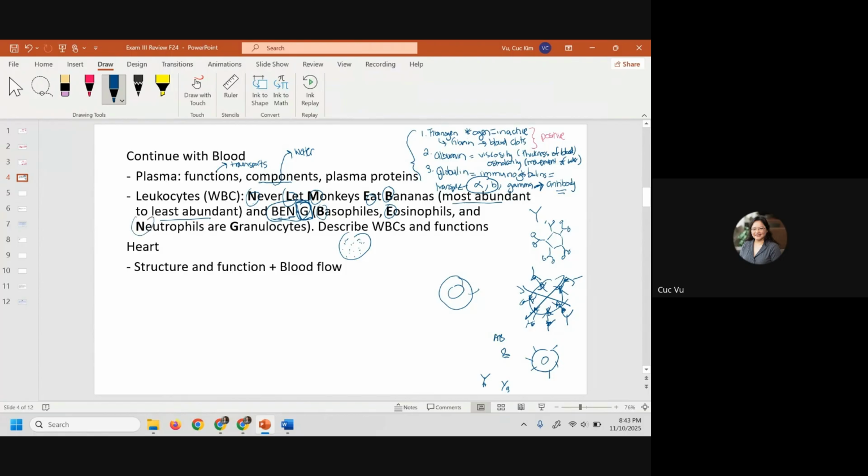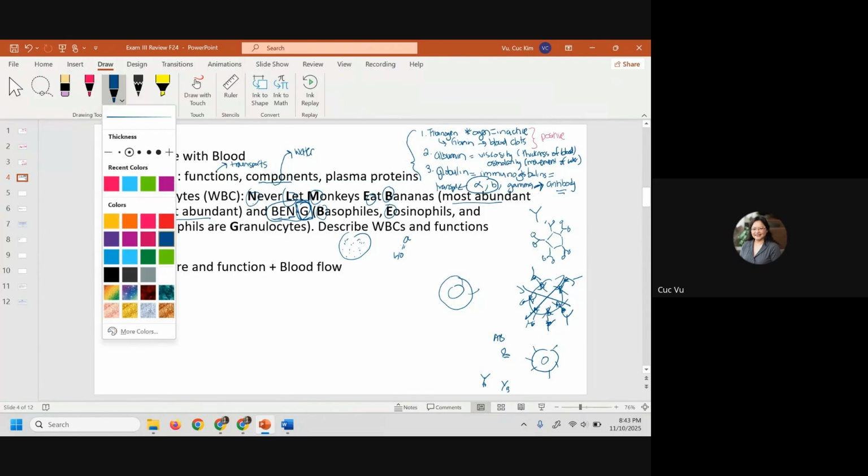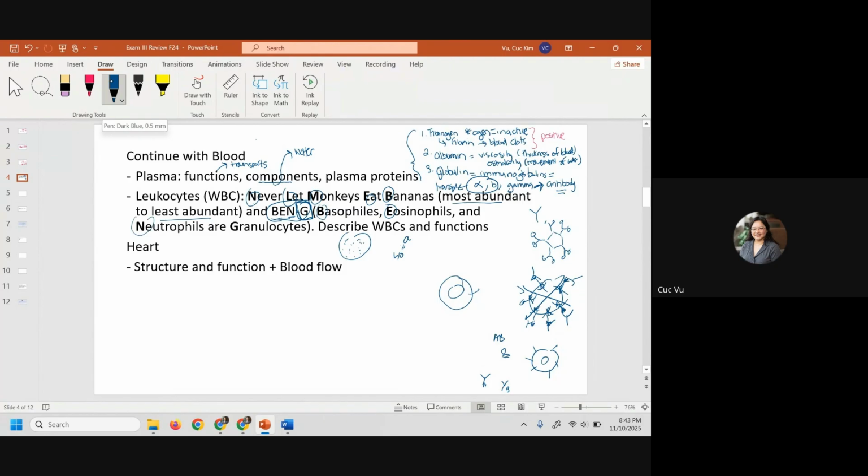So if on a test I ask you, which of the following is agranulated? Anytime you see an A in front of something, it means without. Asepsis: sepsis means contamination, asepsis means without contamination. Granulated means has granules. Agranulated means without granules. Okay? All right. So you should be able to describe the white blood cells and their functions.